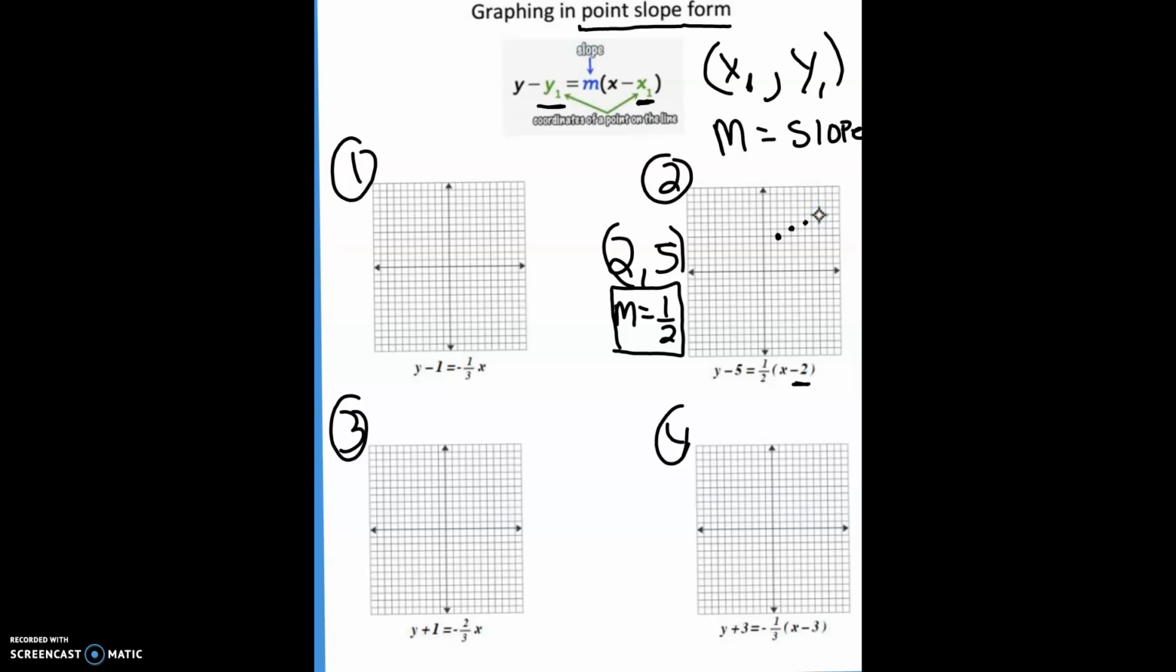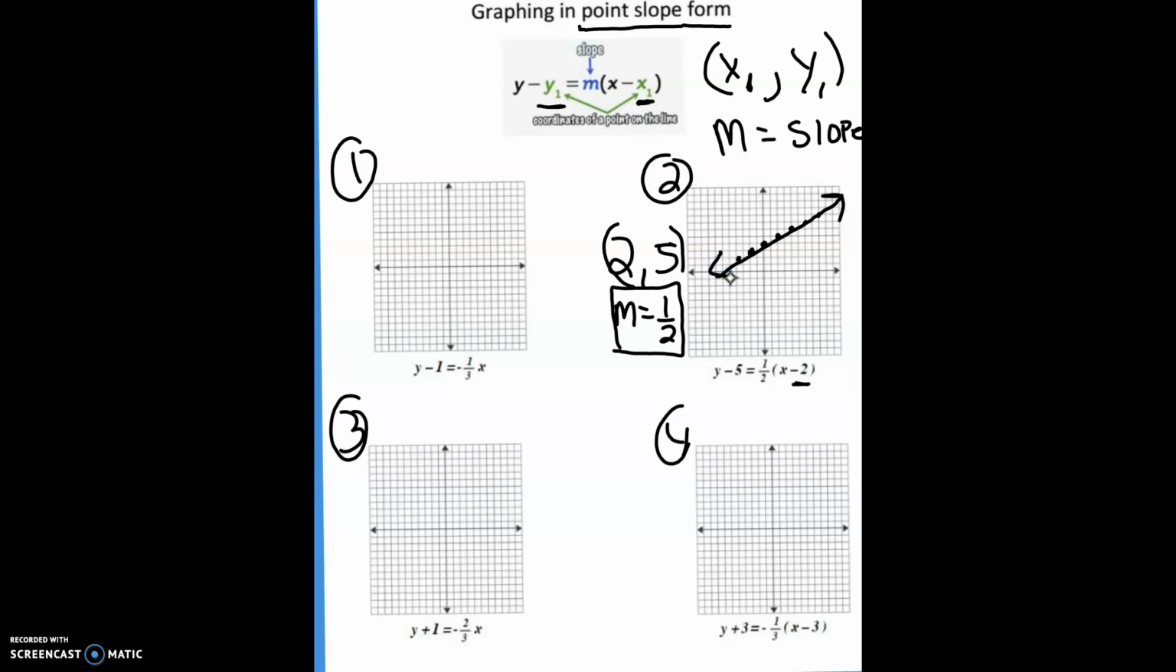And I always like to go backwards, so I'm going to go back to 2, 5 and go down 1 over 2. There's my y-intercept. Down 1 over 2. And let's do one more. Down 1 over 2. There is my line.